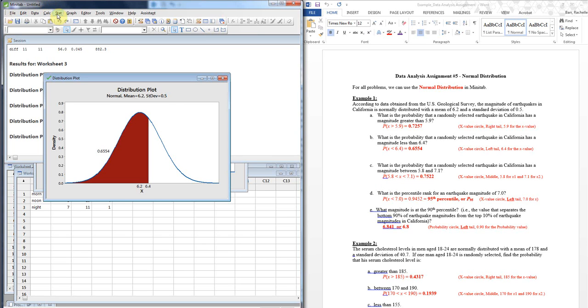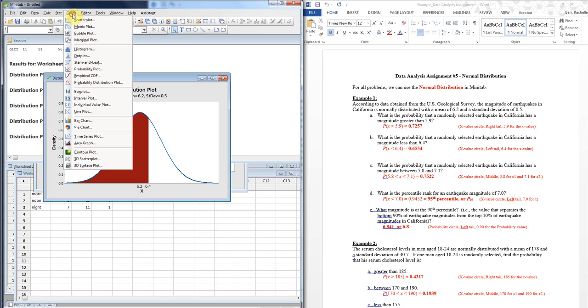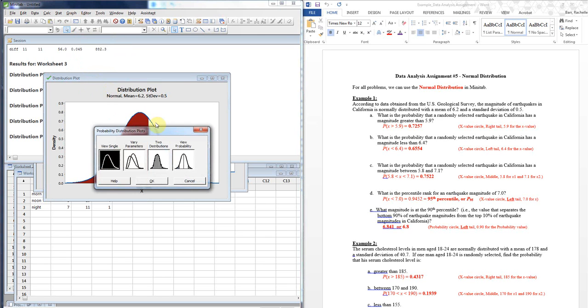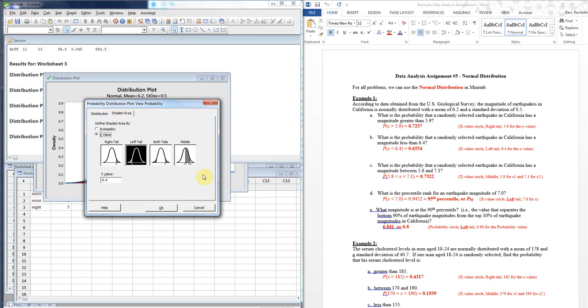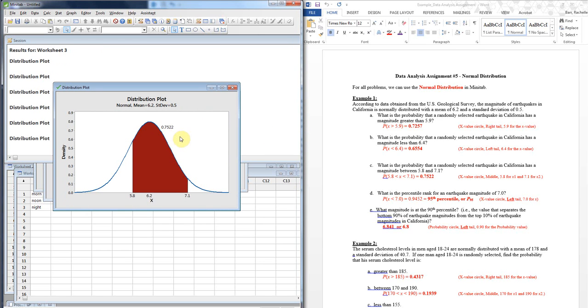So we'll go up to stat. I just said the wrong one. Go up to graph, probability distribution plot, probability view, hit OK. My normal, still the same mean, still the same standard deviation. And now I want an in-between value. I want a middle value. So I want over here. So I want to be between 5.8 and 7.1. We'll hit OK. And there's our probability.